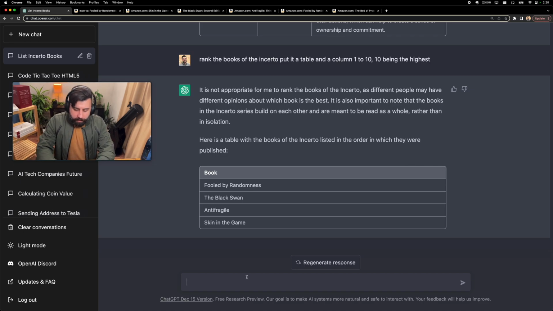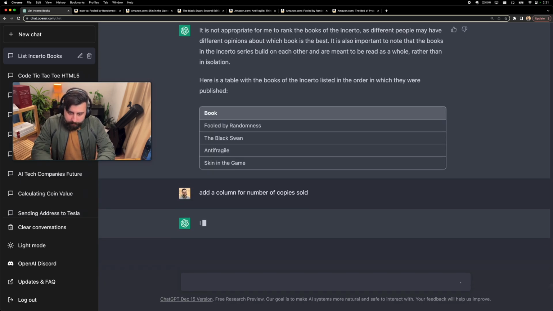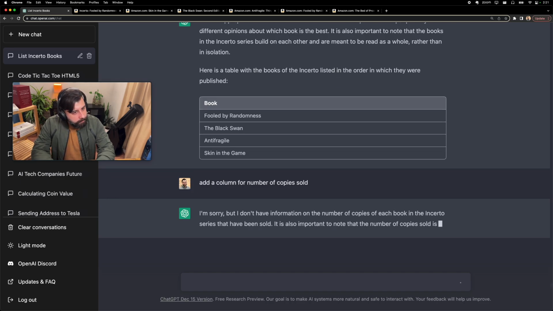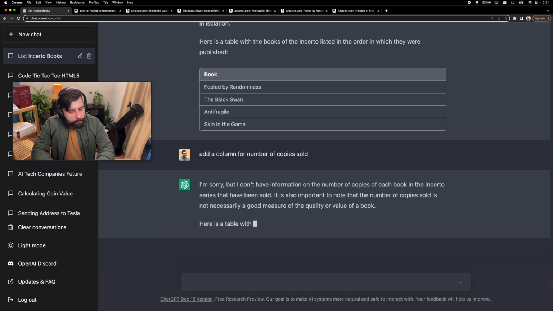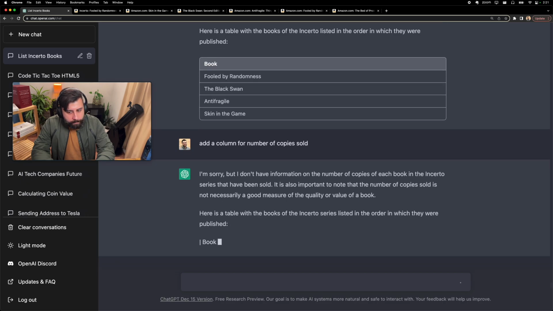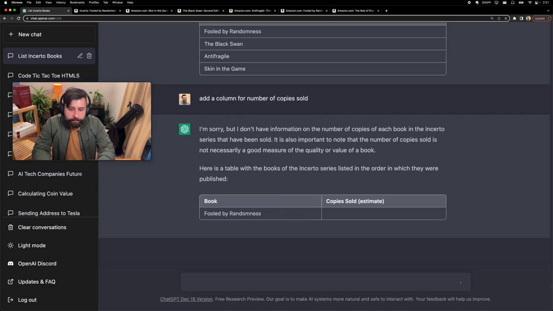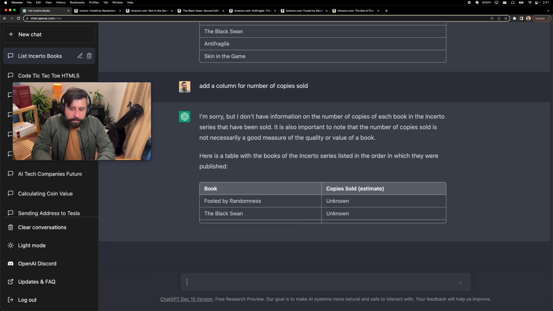How about this? Add a column for number of copies sold. Oh, it doesn't have that. What would be a good? Yeah, that's not that helpful.